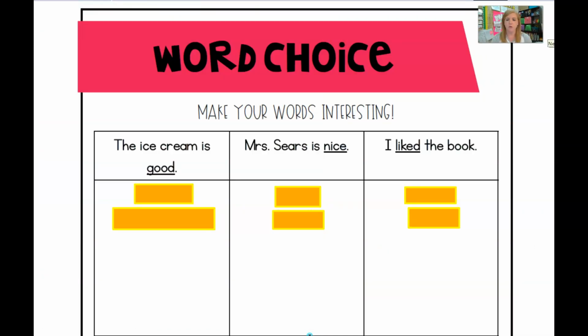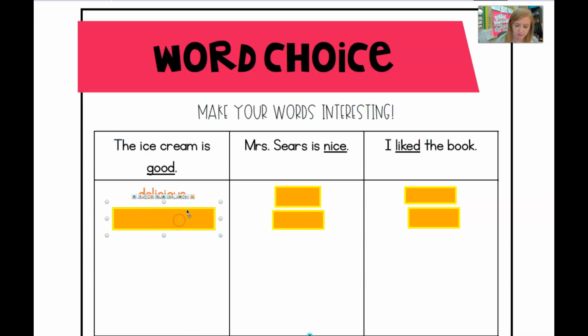Let's look at ways to make our words more interesting. So I have 3 sentences here. The first one is the ice cream is good. Good is a word that we use quite often when we're speaking and when we're writing. A lot of times students use this word to describe the way people feel. So it's just a word that we overuse. What's a better way to say the ice cream is good? What's another strong word for good? Delicious. The ice cream is delicious is so much stronger than just saying the ice cream is good.